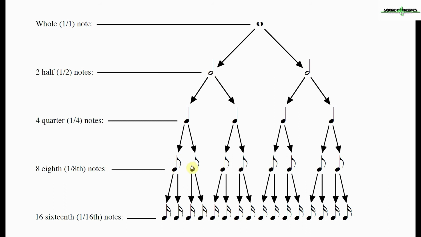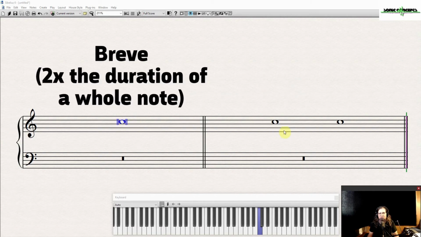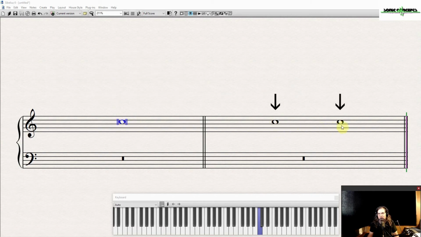Two eighth notes take up the same amount of space and time as one quarter note, and so on. One other rhythmic notation symbol that I'll add to this for now is the breve. This is a breve, and it has exactly double the time duration of a whole note, which means two whole notes take up the same amount of time as one breve.